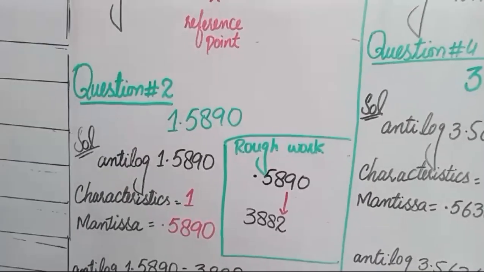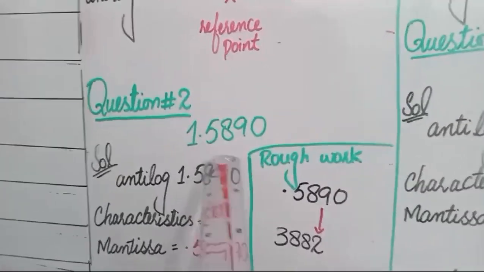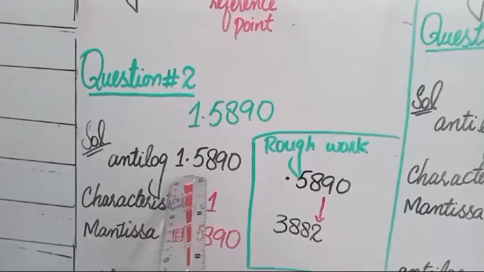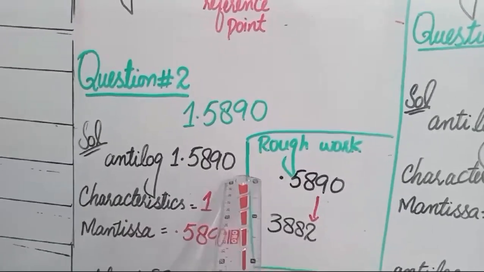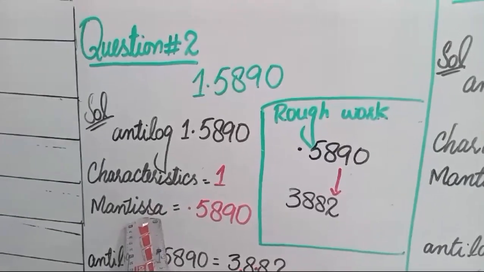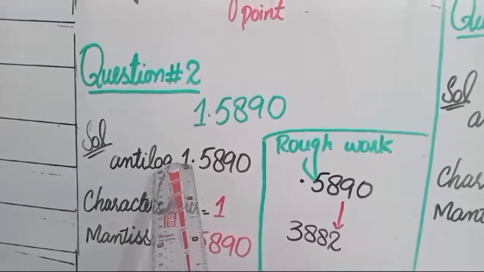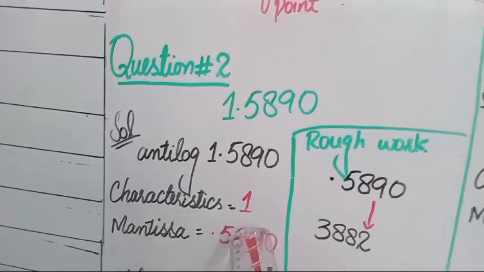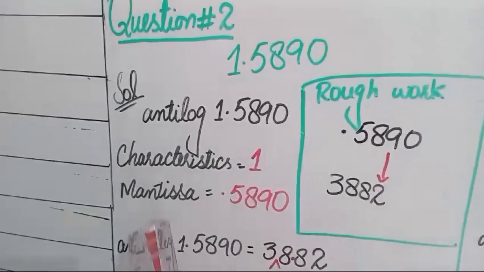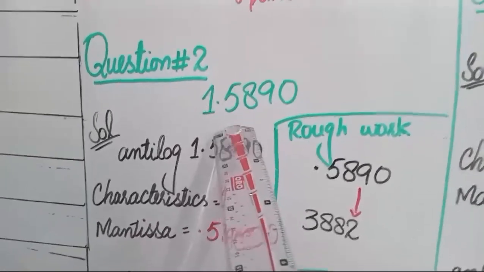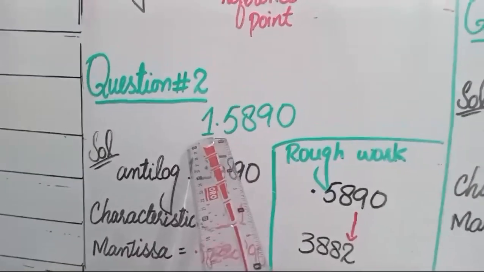Same as the last question, we will find the antilog of 1.5890. First of all, we will write antilog of 1.5890. Then we have to find its characteristic and mantissa. What is characteristic? The number before the decimal part is called the characteristic. So our characteristic is 1. Now what is mantissa? As I have told you already, the decimal part of the number is called the mantissa.